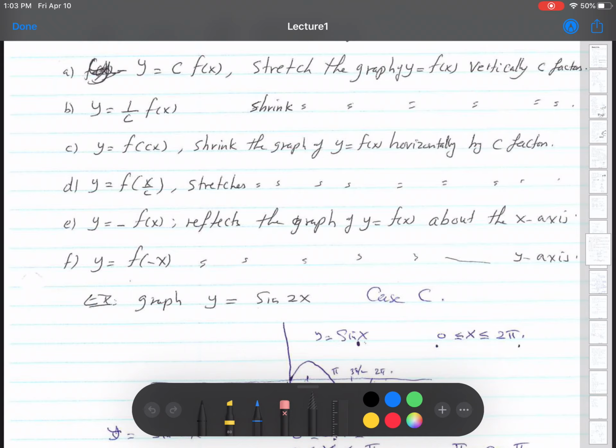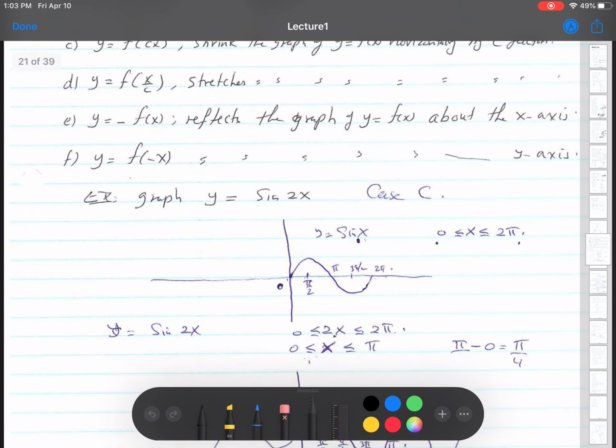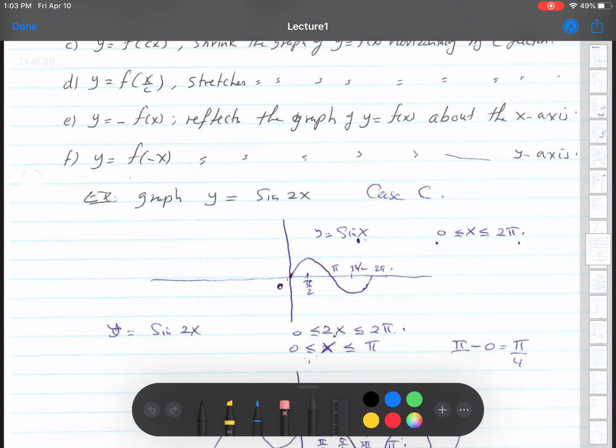And now y equal to f of negative x means reflection in the y-axis, and y equal to negative f of x means reflection in the x-axis. So now we'll look into this example. We'll try to draw the original y equal to sine x, and then y equal to sine 2x. The original sine function looks like this. It starts at 0 and ends at 2 pi. That's one period of the sine.